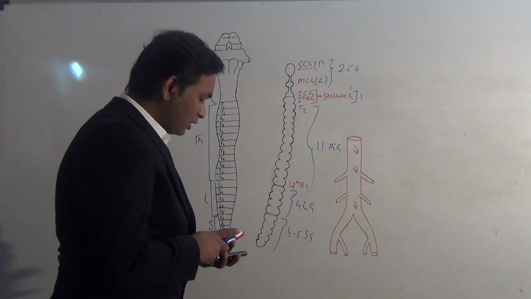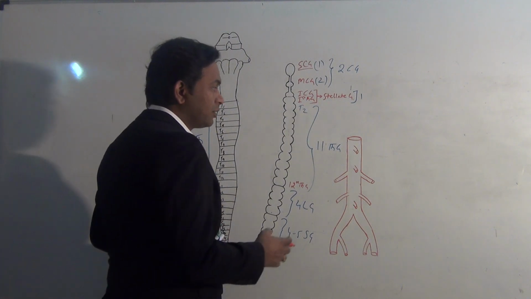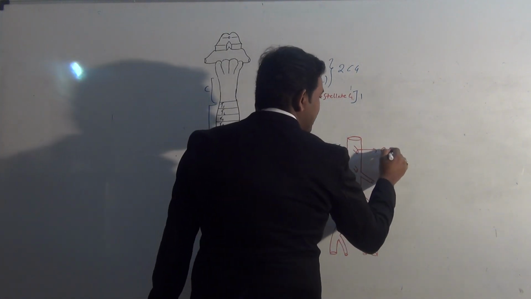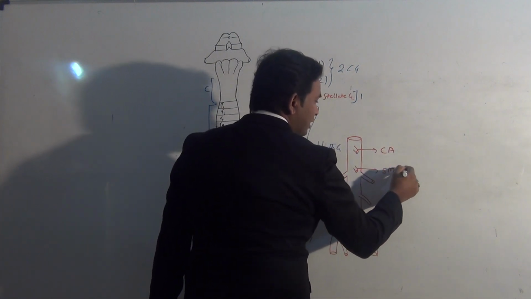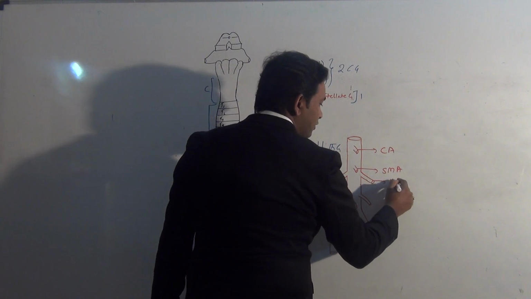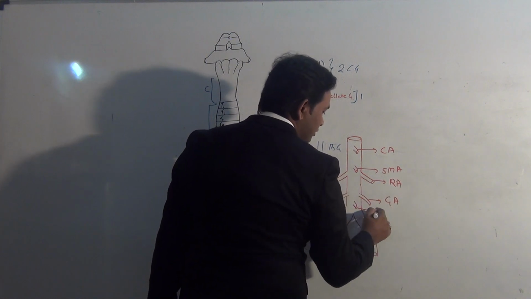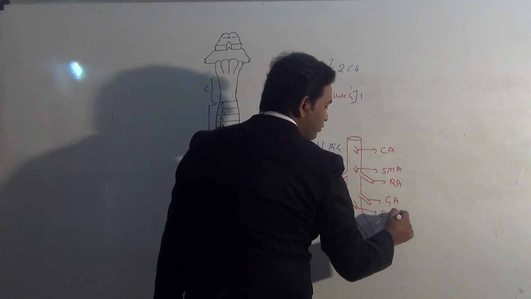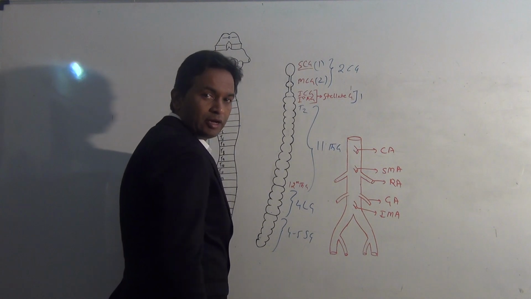Now, what are the various branches of this abdominal aorta, the major branches? This one is the celiac artery. This one is the superior mesenteric artery. This is the renal artery. These are the genital arteries. This is representing the inferior mesenteric artery, and this is the bifurcation of the abdominal aorta.